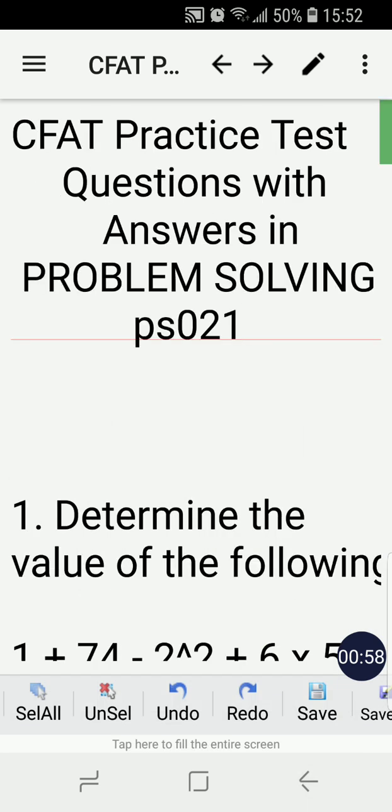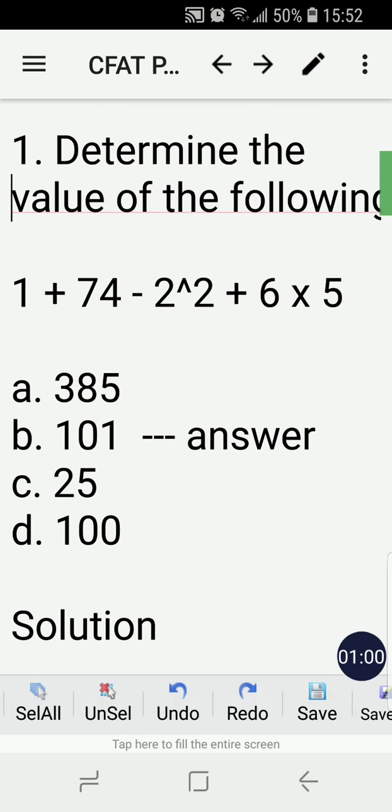Okay, so number 1, determine the value of the following. 1 plus 74 minus 2 to the power of 2 plus 6 times 5. Here are your choices, and the correct answer is 101, letter B. Solution.